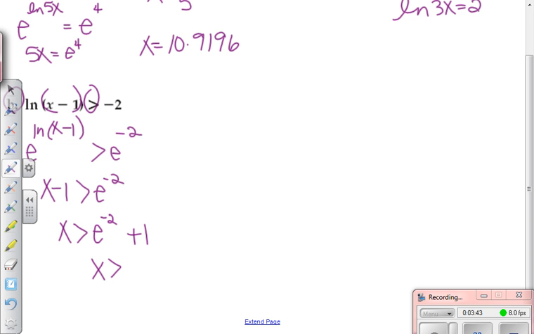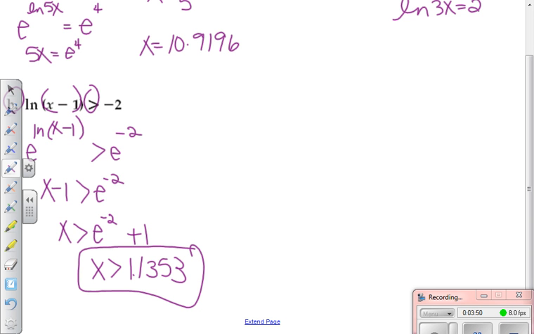x must be greater than 1.1353. And so that is the end of lesson 10.5, natural logs and natural number e.